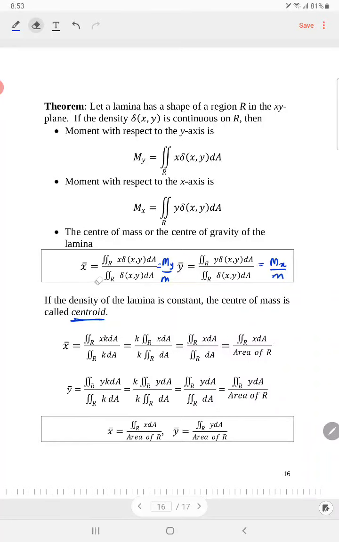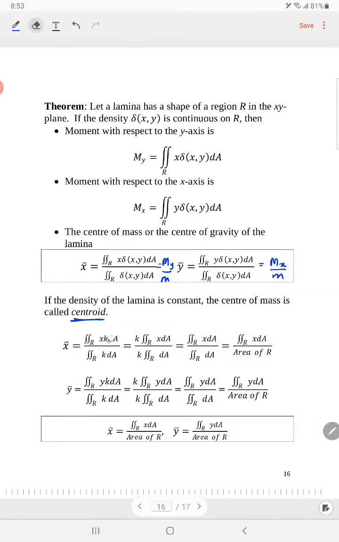This is the formula for x bar. But if the density here is constant, then we can write it down as k. Let's say k represents a constant. So this is the original formula: x times the density, and density now is a constant. And in the denominator, we have density integrated over region R. Now density is a constant, so we can write it this way.